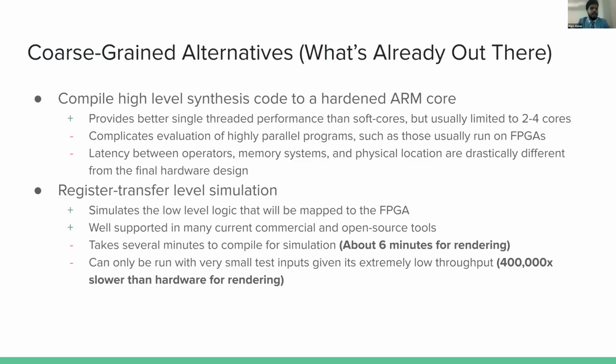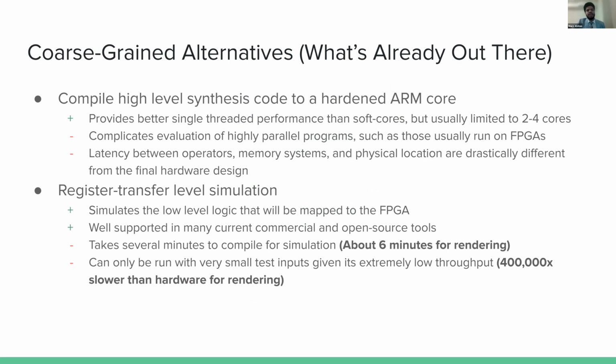Next slide. So, coarse grain alternatives that are currently available. You can compile high-level synthesis code to a hardened ARM core. This approach provides better single-threaded performance than soft cores, but is usually limited to 2 to 4 cores. And it complicates the evaluation of highly parallel programs, such as those that are usually run on FPGAs, and leads to latency between operators, memory systems, and physical location that differ from your final hardware design.